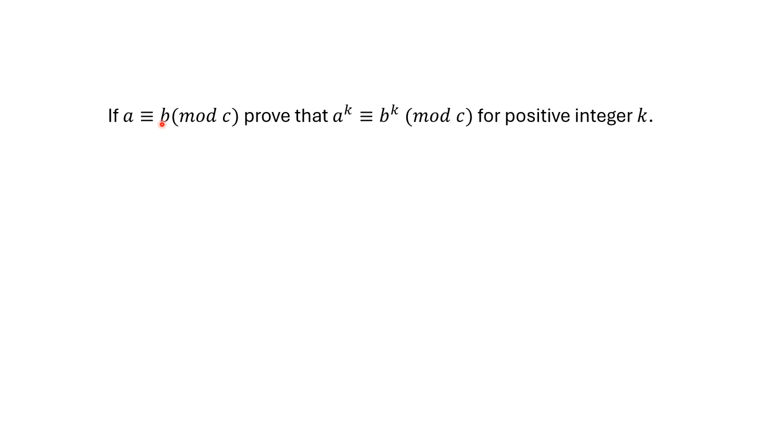If we have A congruent to B mod C, prove that A to the K is congruent to B to the K mod C for any positive integer K. So we did prove it for K equals 2, but this is for any positive integer K. So have a look at that and see if you can prove it, and I'll give you my solution on the next slide.